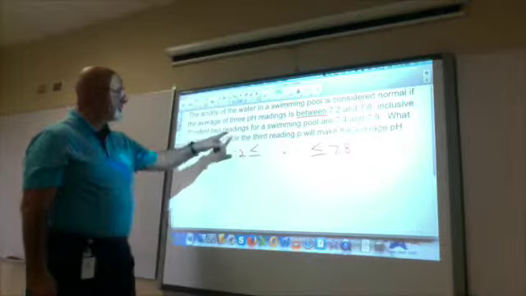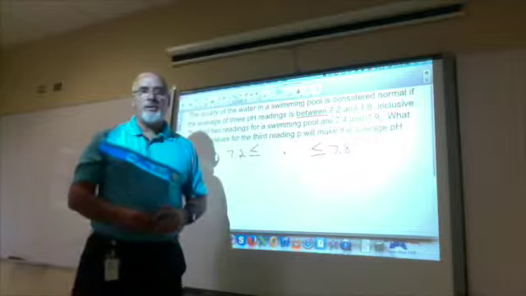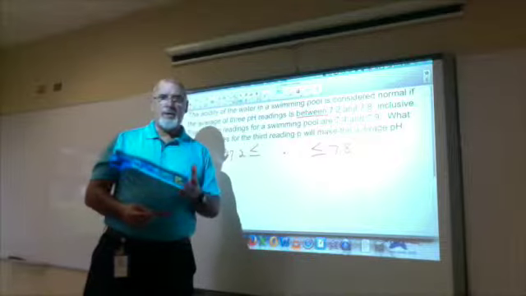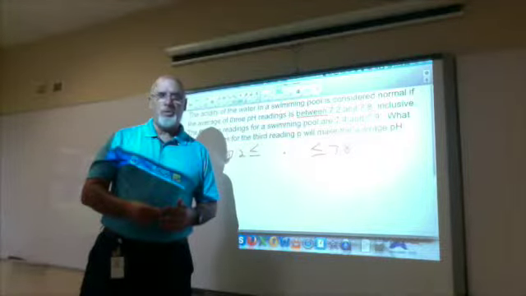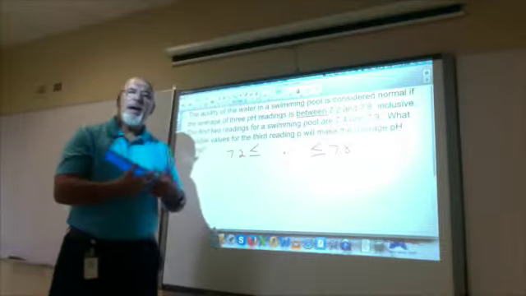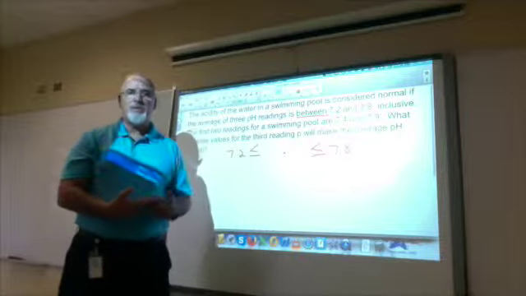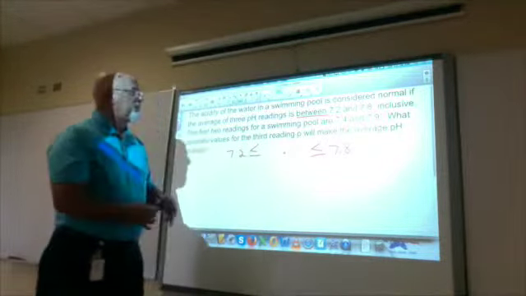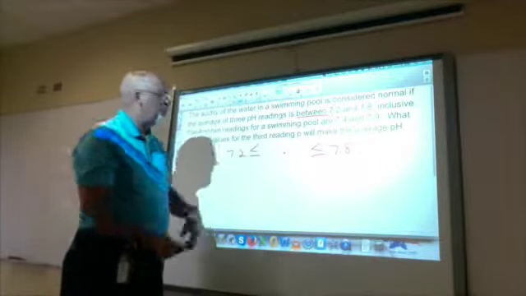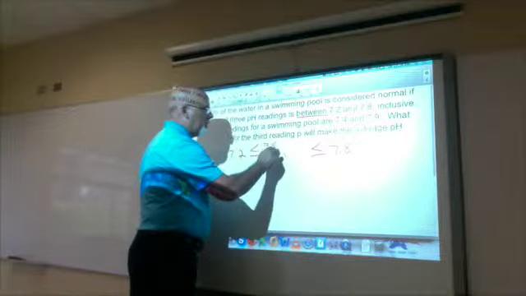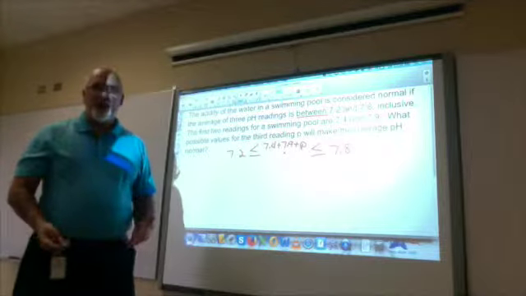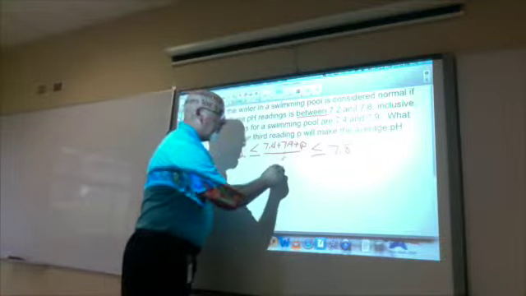Okay, it says the first two readings for a swimming pool are 7.4 and 7.9. What possible values for the third reading, P, will make the average pH normal? So we're looking for an average. Now how do you find an average? Typically you add things up and then divide by the number of items that were in what you added up. Well, here we've got a 7.4 and a 7.9, and our third reading is P. So we're going to add up 7.4 plus 7.9 plus P. And we're going to divide by 3 because there are 3 items.